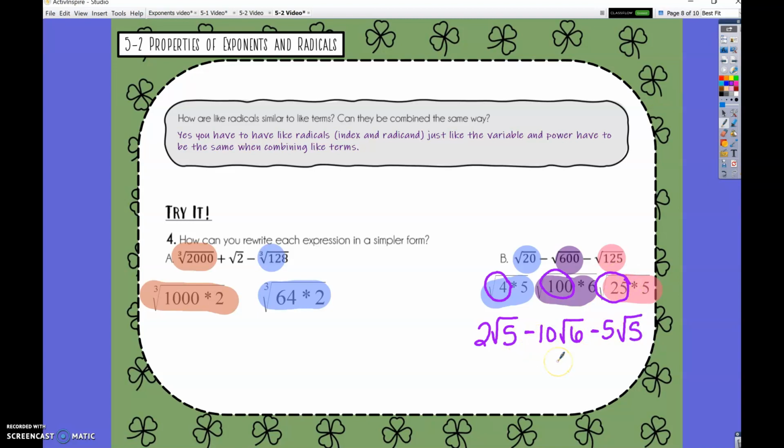The ones I can combine are the ones that have the matching root. They all have the matching root, but only these 5s will go together. So I'd have 2 root 5s, take away 5 root 5s, is negative 3 root 5s, and then minus 10 root 6s. You can't combine the root 6 with the root 5 because their radicands don't match.